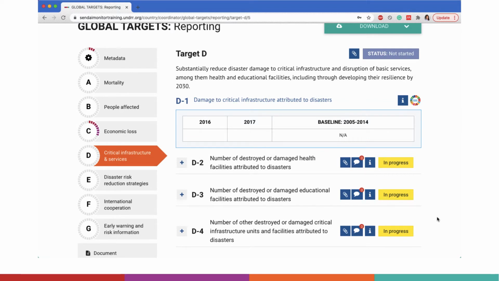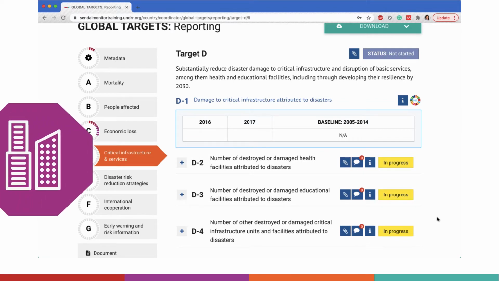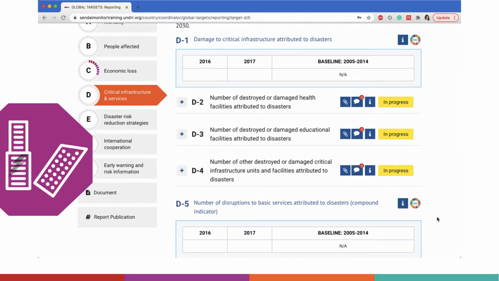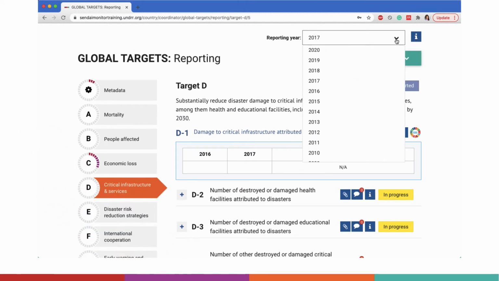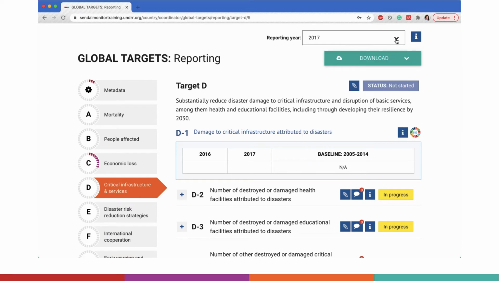The first is the situation in which critical infrastructure is damaged or destroyed, and the second in which basic services are disrupted. To begin reporting, make sure you have selected the correct reporting year. The year should reflect the year of the data and not the year that you are inputting data. It is important to make sure that the reporting year is correct every time you log into the system, as the selected year may not reset.